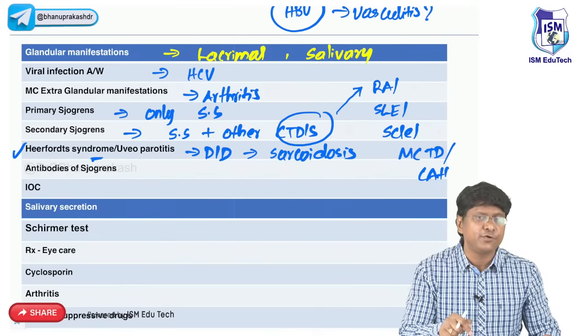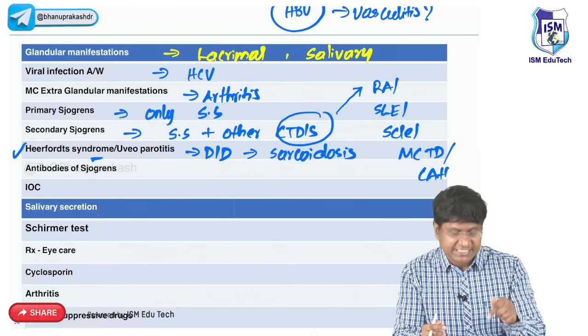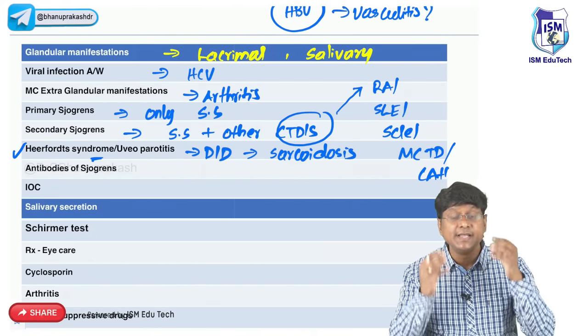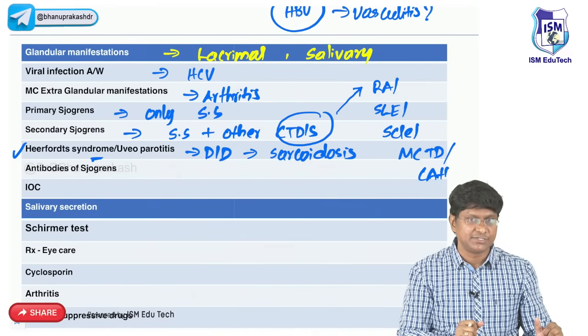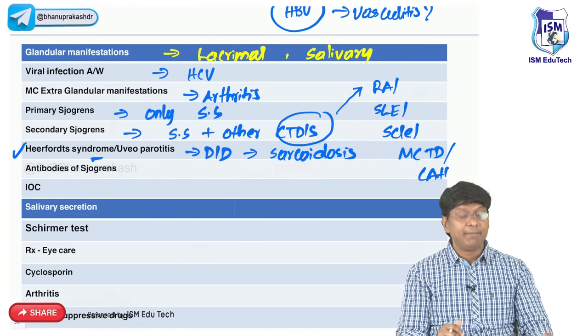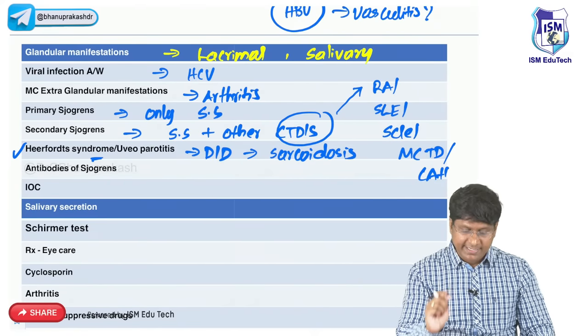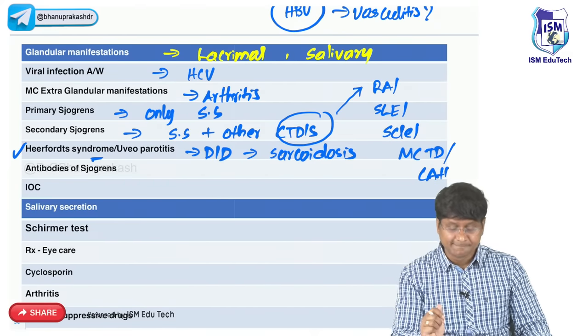And why am I telling you that it is a differential diagnosis for Sjögren's? Because even in Heerfordt syndrome, there is parotid and lacrimal gland enlargement, right? But the hallmark feature of sarcoidosis will be bilateral hilar lymphadenopathy, and there will also be seventh cranial nerve palsy in case of sarcoidosis, okay?